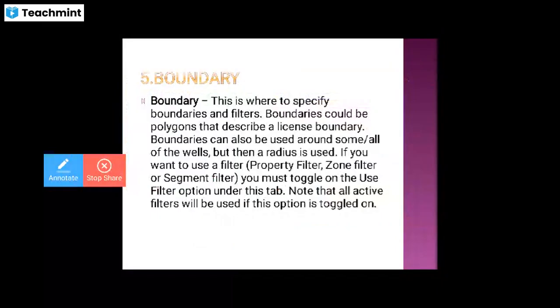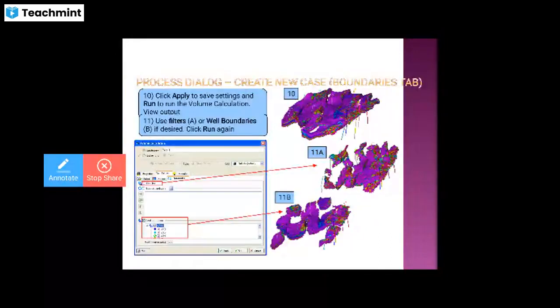Then next is your boundary. This is where to specify the boundaries and filters. So this could be polygons which are describing the license boundary, and these boundaries also can be used around some of the specified or all the wells, but different. Later on the radius is used. So if you want to use the filter, use the property filter or zone filter or segment filter, etc. So now you can see the number 10, that is your click apply, save settings and run the volume calculation and view your output.